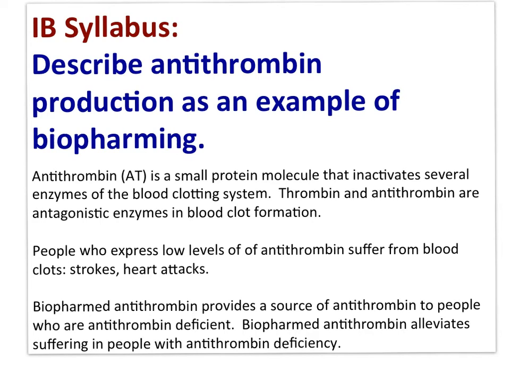People who express low levels of antithrombin suffer from blood clots, venous thromboses, and pulmonary embolisms, possibly strokes or heart attacks. Recurring blood clots threaten people who are genetically deficient in antithrombin production. Biofarmed antithrombin provides a source of antithrombin to people who are antithrombin deficient. Biofarmed antithrombin alleviates suffering in people with antithrombin deficiency.